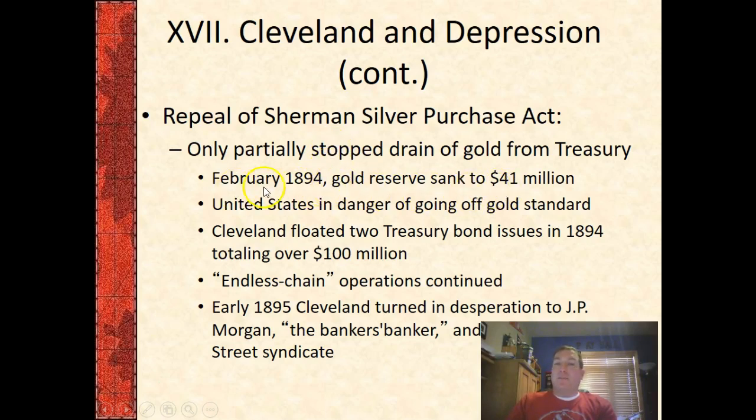So by February of 1894, we were down to $41 million worth of gold inside the United States. The United States was in so much danger of going bankrupt that they were about 2 weeks away from bankruptcy. But what Grover Cleveland is going to do is go to J.P. Morgan, the man who is running the banking system inside of our country. And J.P. Morgan, along with his friends, is going to be able to give a loan to the United States government to get them above $100 million inside their treasury.